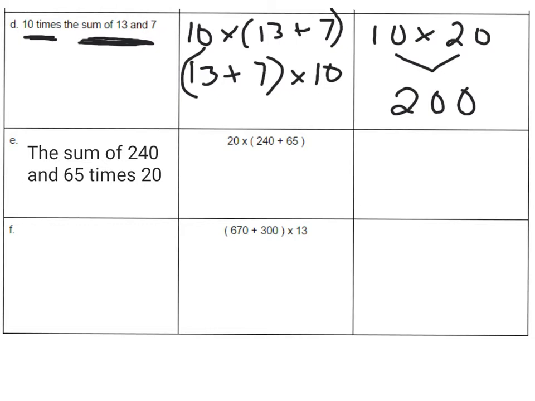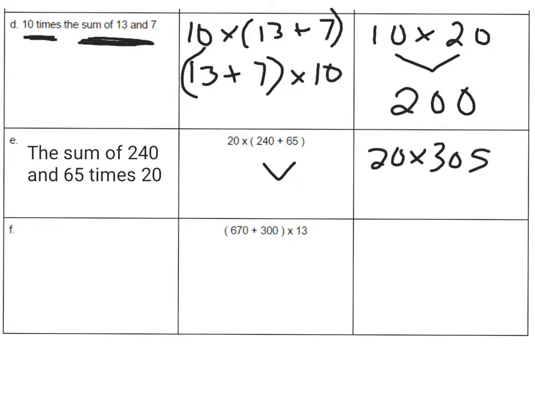Either way works. Now let's go to the last column and find the value, find the actual product, and solve this problem. So the first thing I'm going to do is look inside those parentheses and add 240 plus 65, which gets me 305. So I'm going to take what's inside the parentheses and write 305, and now I have to multiply it by 20.